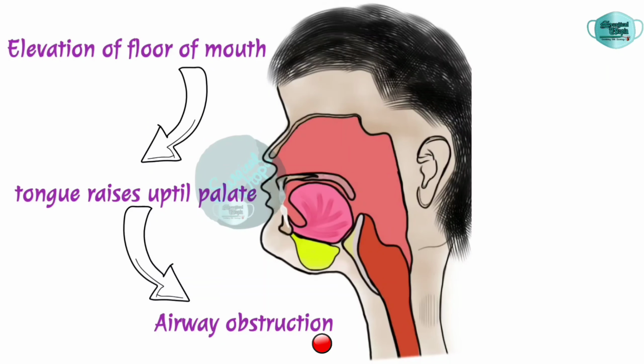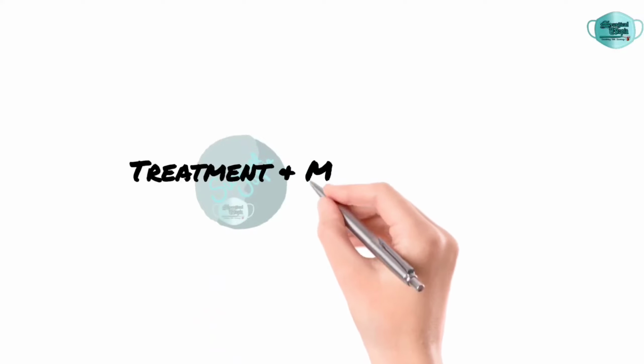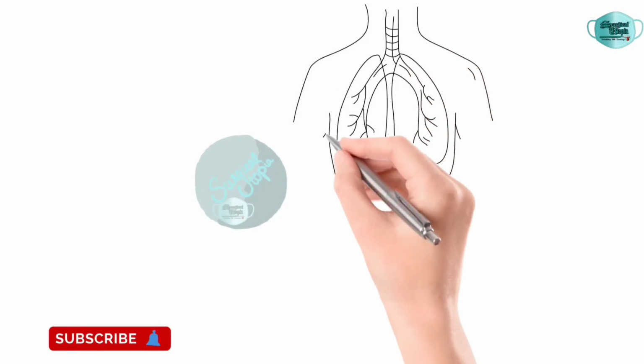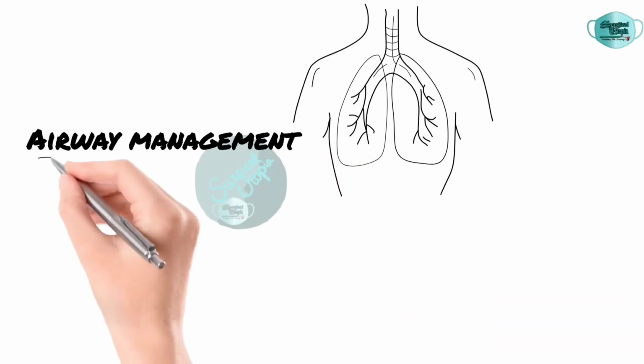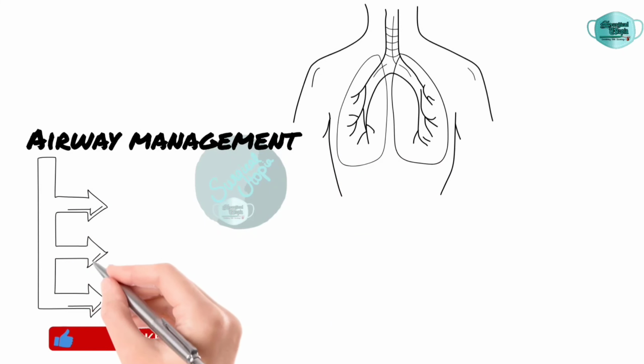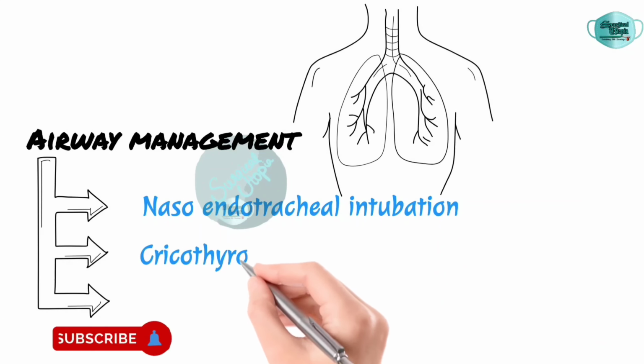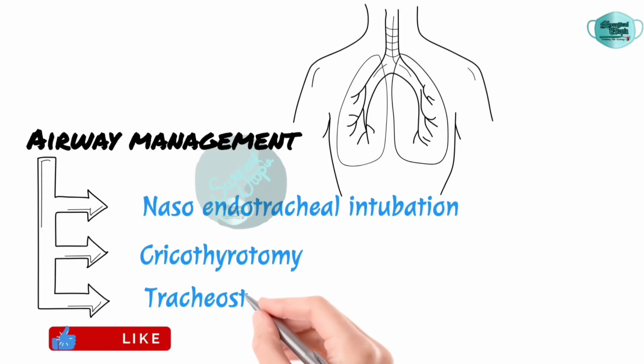The first and foremost thing in the management of Ludwig angina is airway management. To achieve this, the patient is allowed to sit in an upright position and supplemental oxygen should be provided by mask or nasal prongs. If the condition deteriorates still, invasive procedures such as nasoendotracheal intubation, cricothyrotomy or tracheostomy should be carried out under local anesthesia.